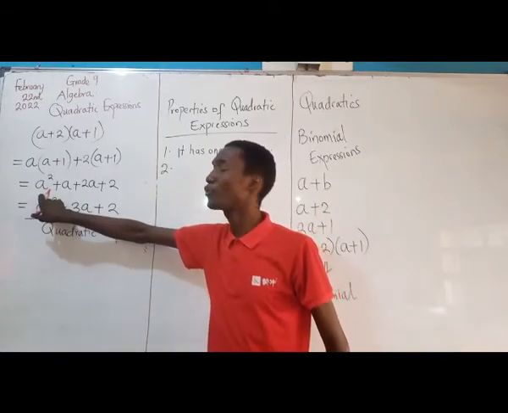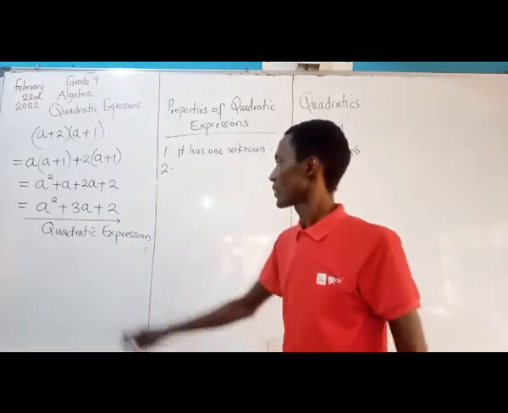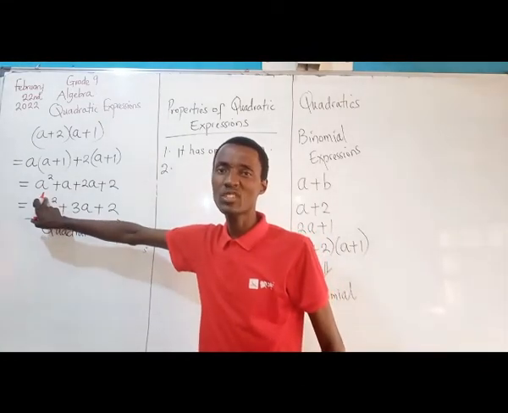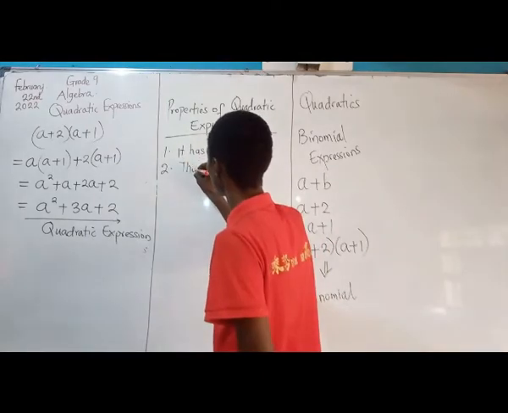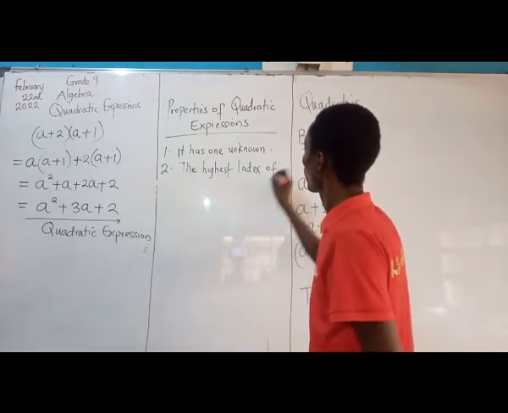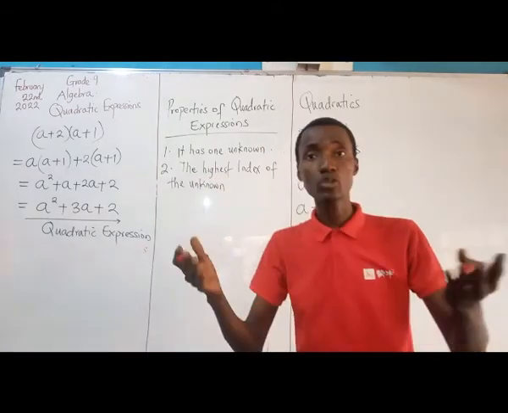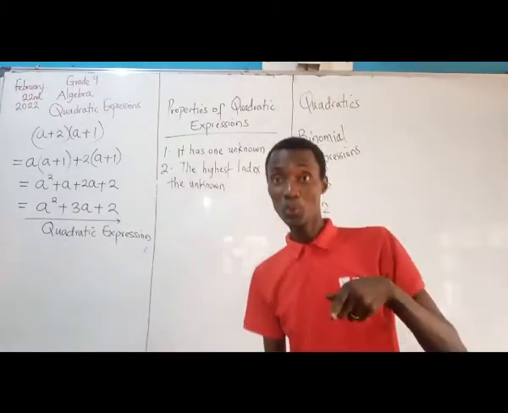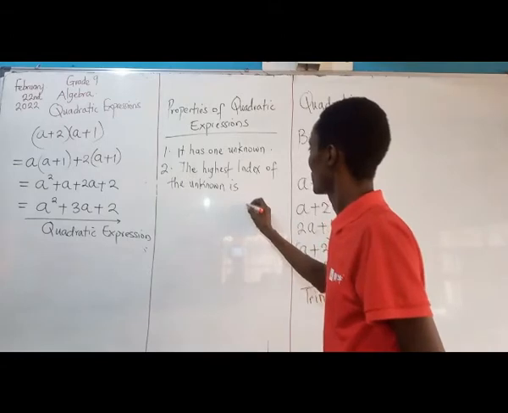So the next idea we would add is that the highest power of the unknown is what? 2. And you are seeing it here. A is raised to the power of what? 2. Or A is index 2. So the highest index of the unknown is what? 2. When I say unknown, I also mean variable. The highest index or power of the unknown or variable or letter is what? 2.